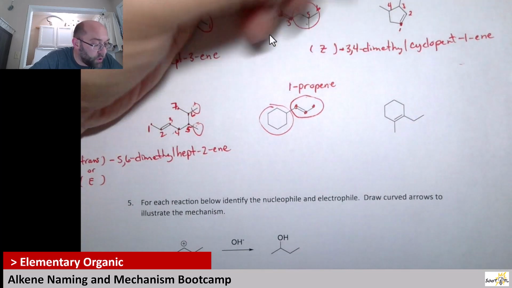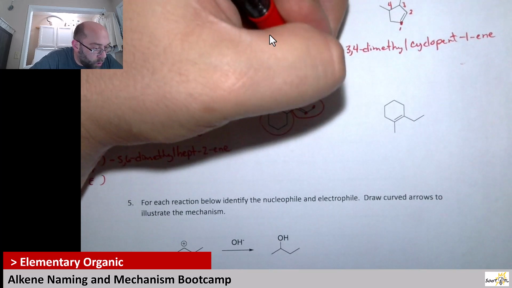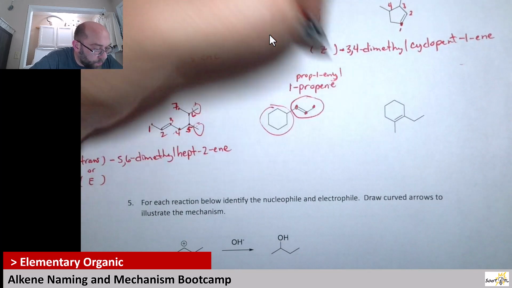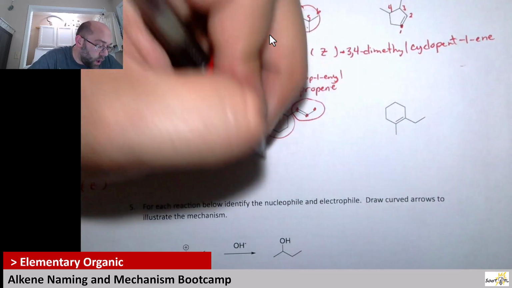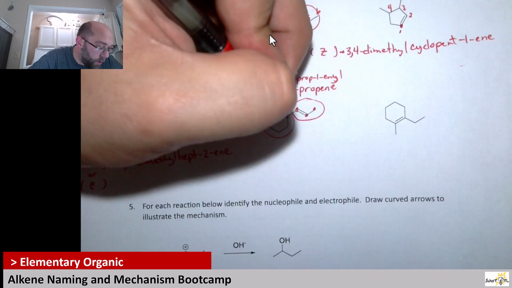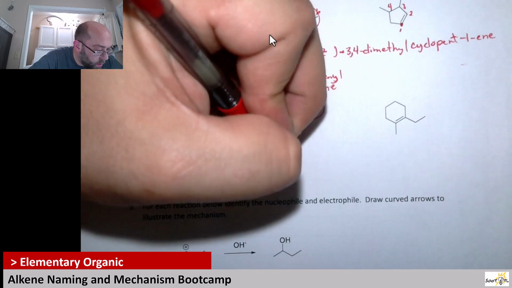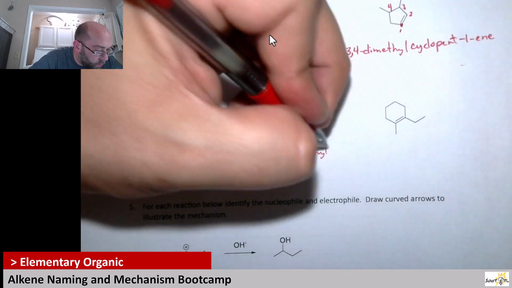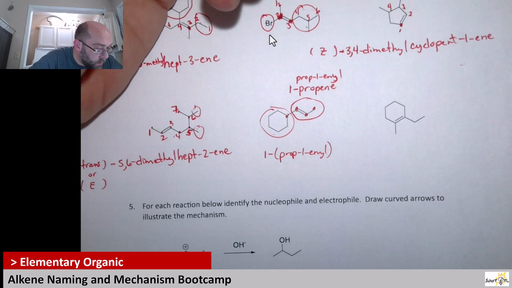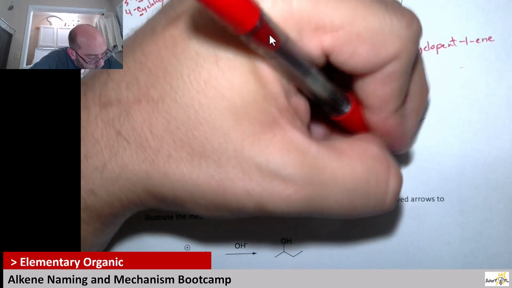So what you could call this would be a prop-1-enyl group, right, like that. And then that would be carbon number 1 there. So you would call it 1-prop-1-enylcyclohexane. Okay.